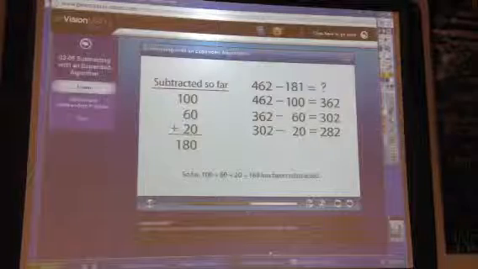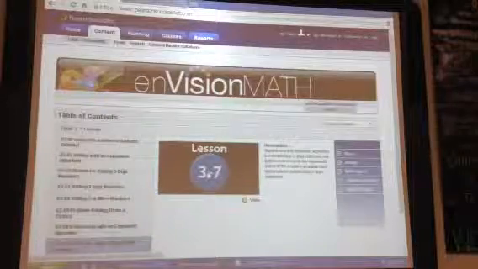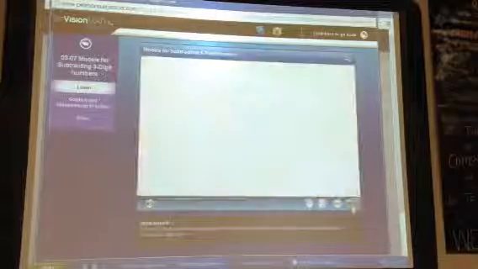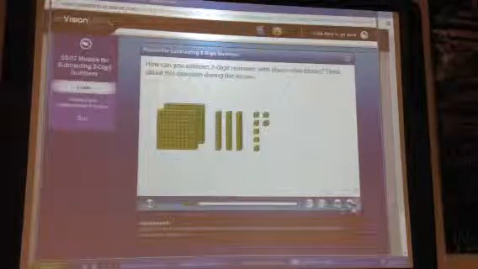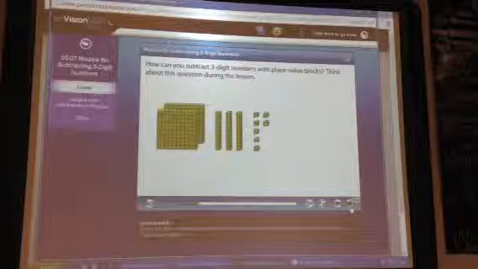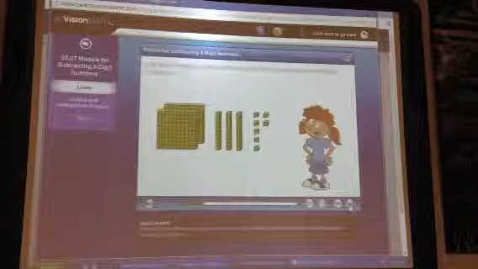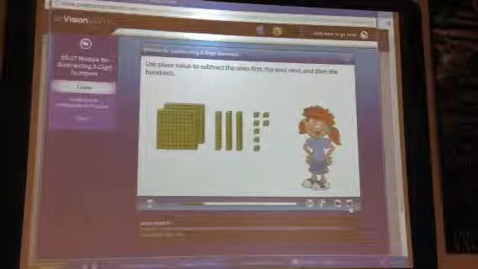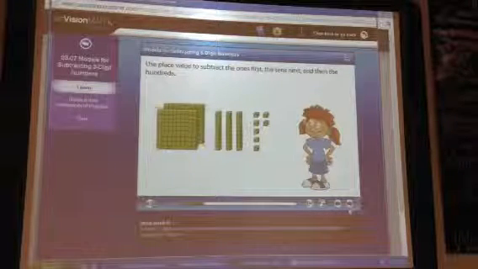We can also use place value blocks to show modeling for subtraction. How can you subtract 3-digit numbers with place value blocks? Think about this question during the lesson. Use place value to subtract the ones first, the tens next, and then the hundreds.